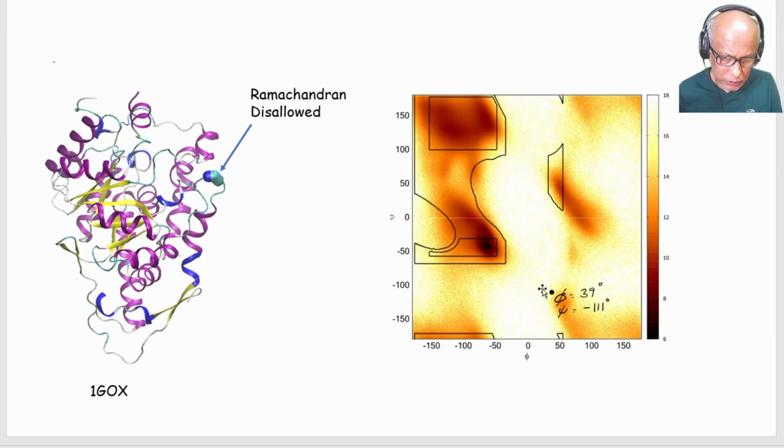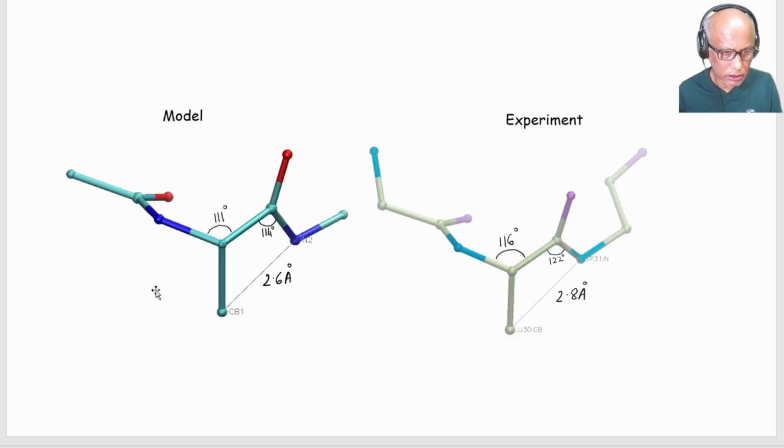So firstly, we have to really check things out. What I did is that I picked up the phi psi from the particular crystal structure, and then I modeled an alanine dipeptide with the same phi psi. When I do that, what I find is that indeed there is a short contact between the C beta atom and the nitrogen, which has a distance of 2.6 angstrom. So my model is telling that there should be a short contact.